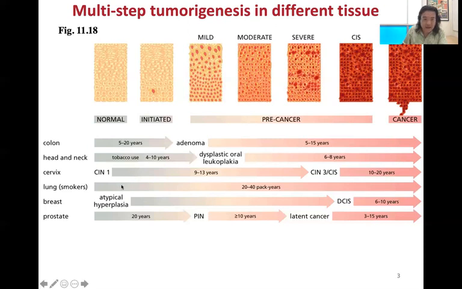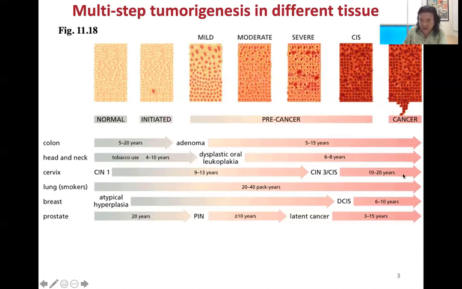You think that's a long time? Think about something like cervical cancer. From the time that you have a transformation taking place, it might be 9 to 13 years before you get to what we would call cervical intraepithelial neoplasia, sort of phase 3 of it. And then that moves on to carcinoma in situ, and another 10 to 20 years before that makes its way to becoming cancer.